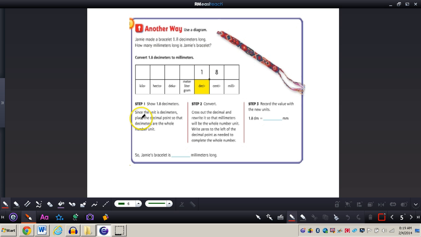So I can see that step 1, and we know 1.8 decimeters is right here. If I'm taking a look at this, that means we have 1 decimeter with 8 centimeters left over. It says step 1, since the unit is decimeters, place the decimal point so that decimeters are the whole number unit. So we can see 1.8 just like this.